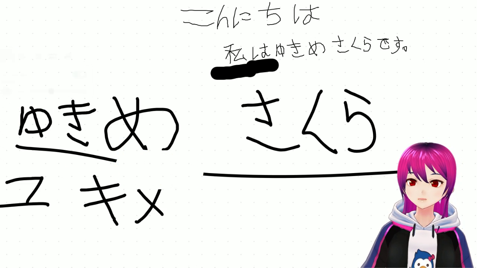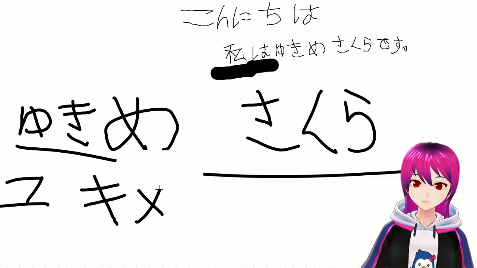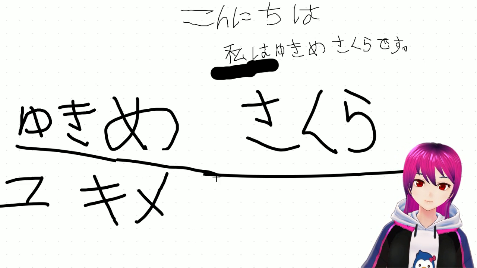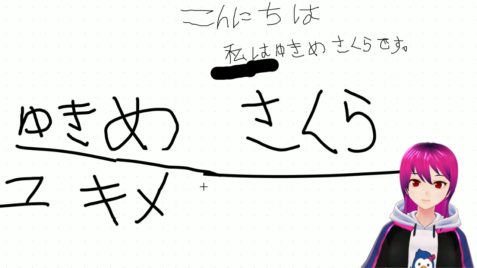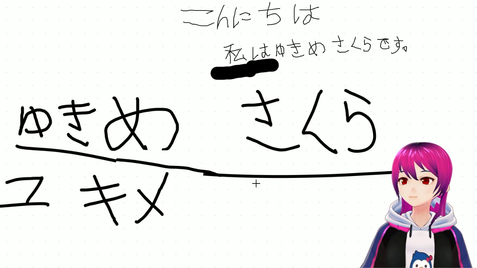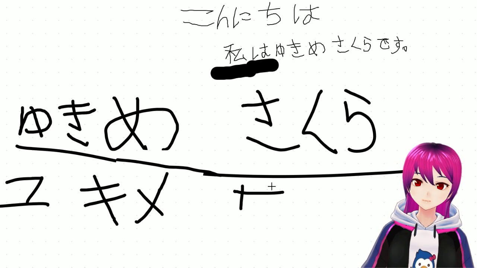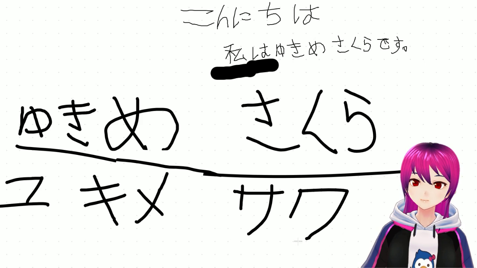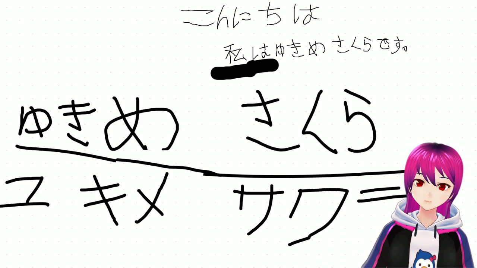I really am scuffed after spending all summer not practicing Japanese, but that's what happens when you don't practice. You need to practice. Try Duolingo. The bird will always get you. But Yukime, and then you have Sa, and you have a Ku, and you have a Ra for Sakura. Yukime Sakura.